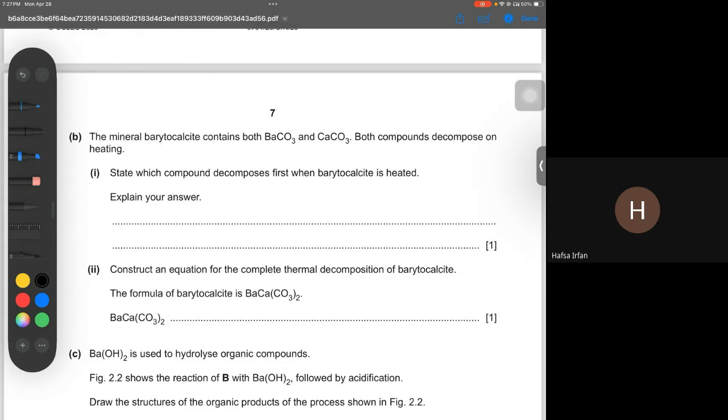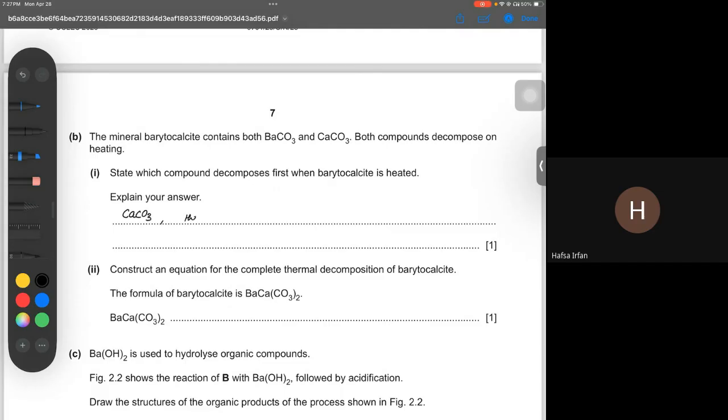I told you regarding the thermal stability of carbonate. It increases down the group. So barium carbonate is more thermally stable. So of course, who will decompose first? Of course, calcium carbonate.